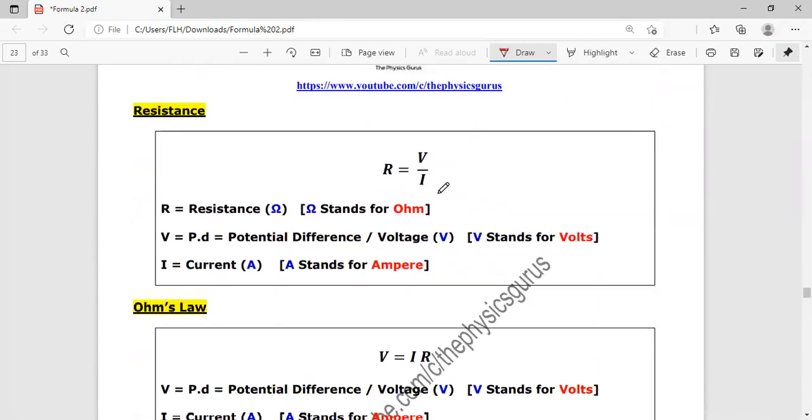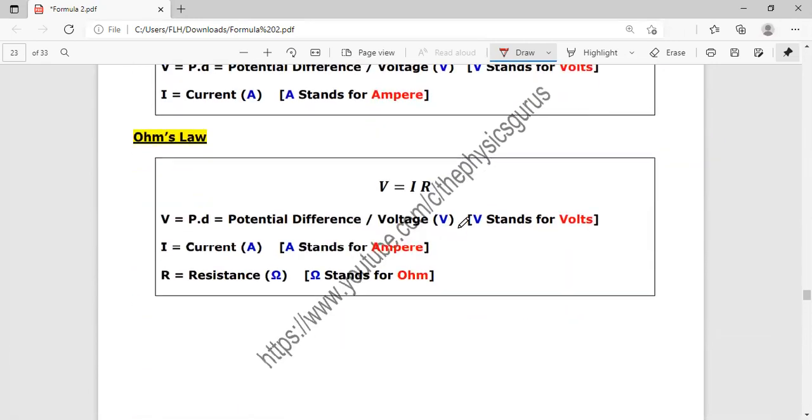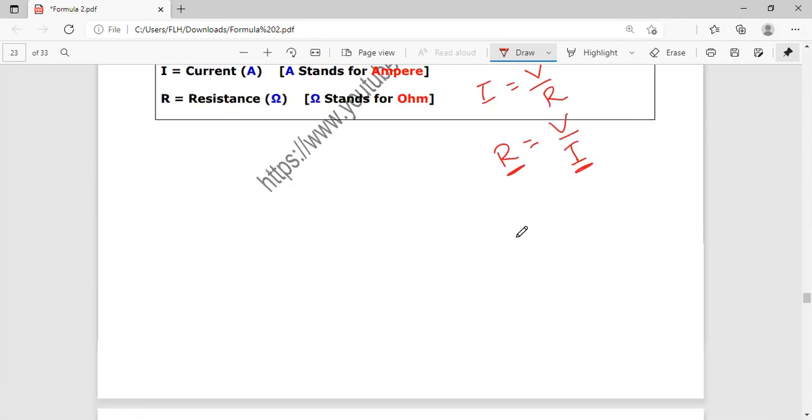Then the formula to calculate the resistance, R is equals to V over I. R stands for resistance, V stands for potential difference or voltage, and I stands for current. Then the very famous formula, that is Ohm's law, V is equals to IR. And from here we can write I is equals to V over R, or R is equals to V over I. So relation between current and resistance is inversely proportional.